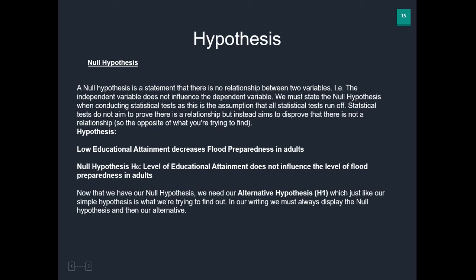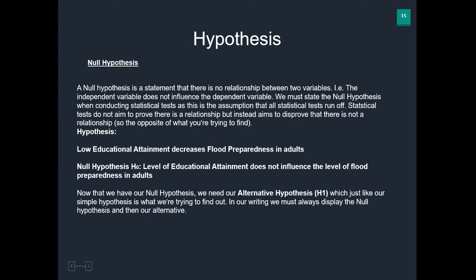Statistical tests don't aim to prove there is a relationship. Instead, they aim to disprove that there isn't a relationship. Okay? So, as you can imagine, SPSS and the tests, they don't know what you're looking for. They don't know if you're looking, for example, before that low educational attainment decreases flood preparedness. What they're actually looking for is that the level of attainment doesn't influence the level of flood preparedness in adults at all.